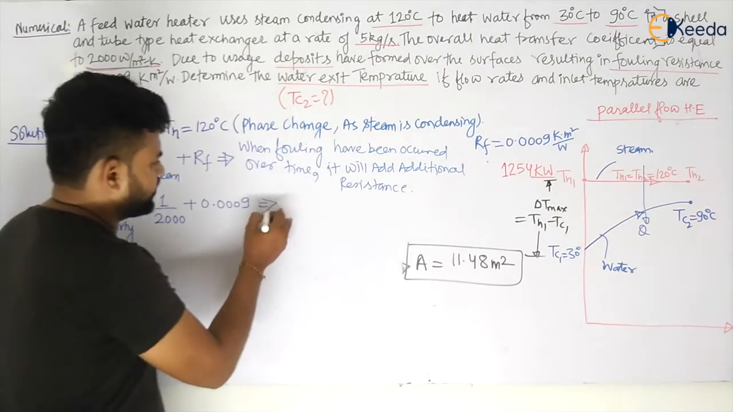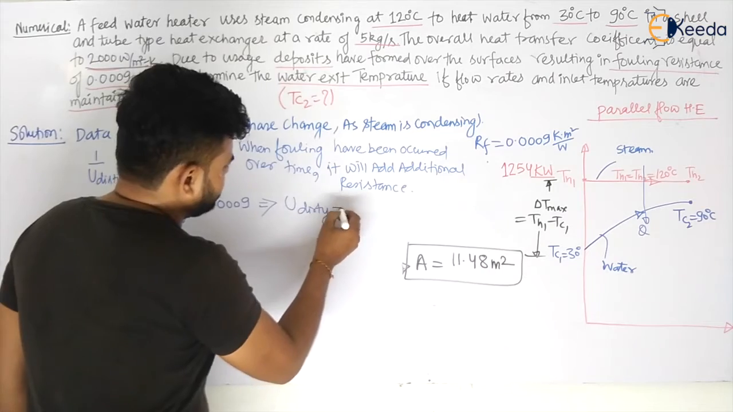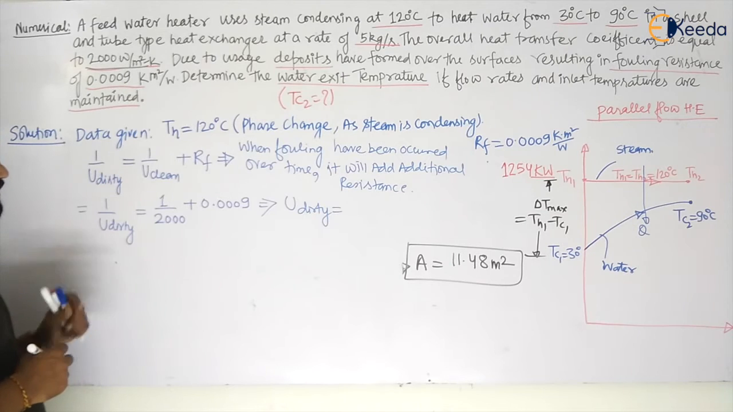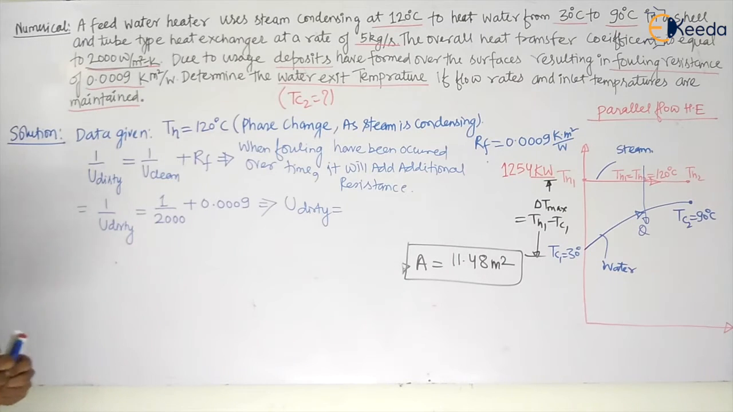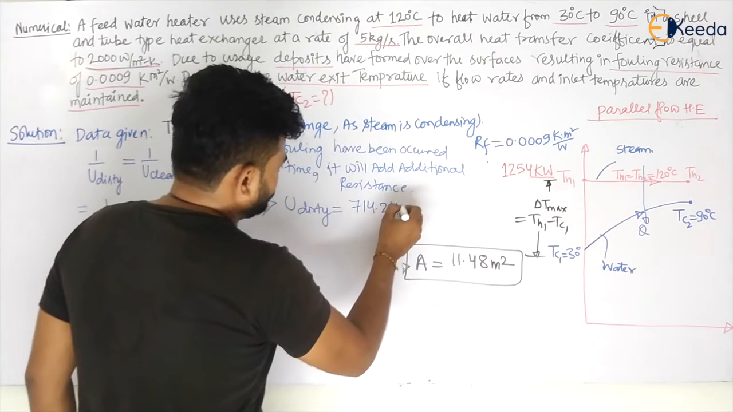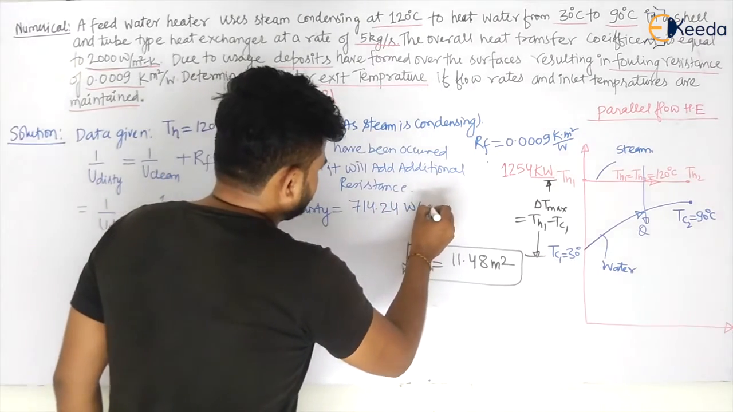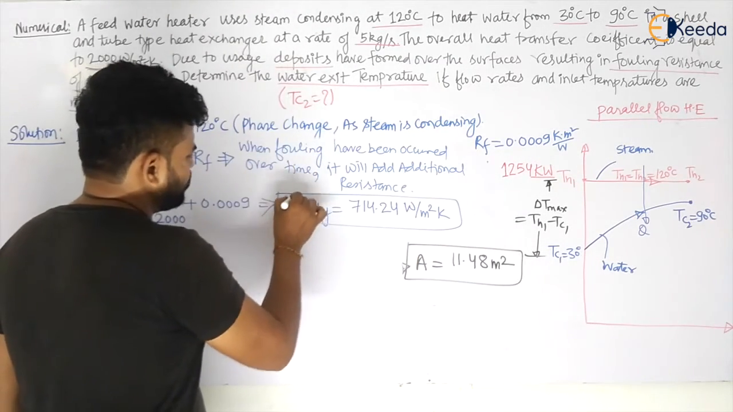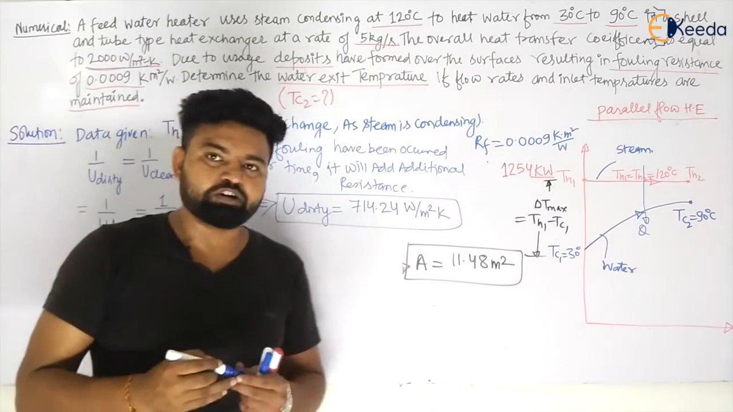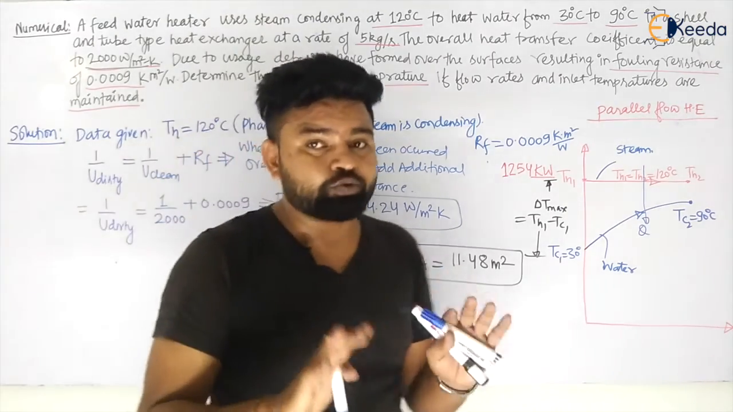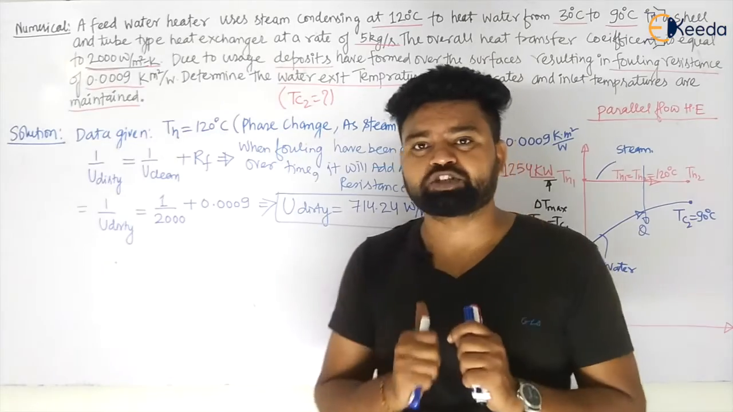Okay. Now let us calculate U dirty. So from here we can calculate U dirty, which will come equal to, let us see how much. This will become equal to 1 by 2000 plus 0.0009 is equal to 1 upon U dirty, and your U dirty will become equal to 714.24 watt per meter square Kelvin, my dear students. So now we know the U dirty. Can we calculate the number of transfer units when this heat transfer coefficient has decreased to 714 due to fouling?